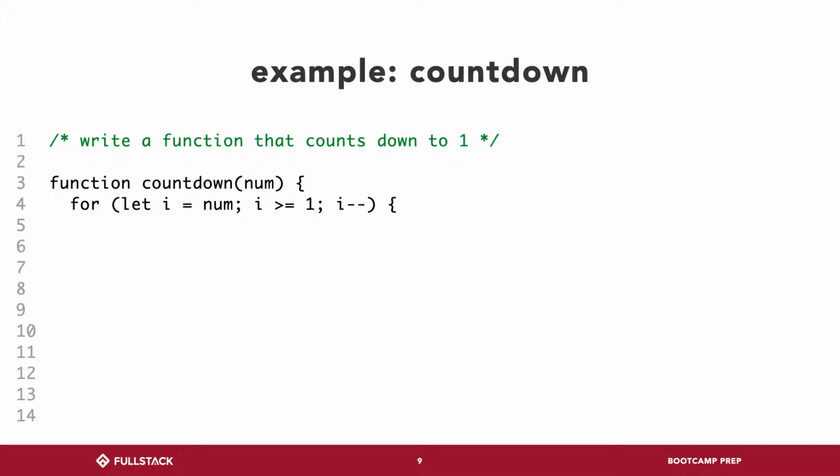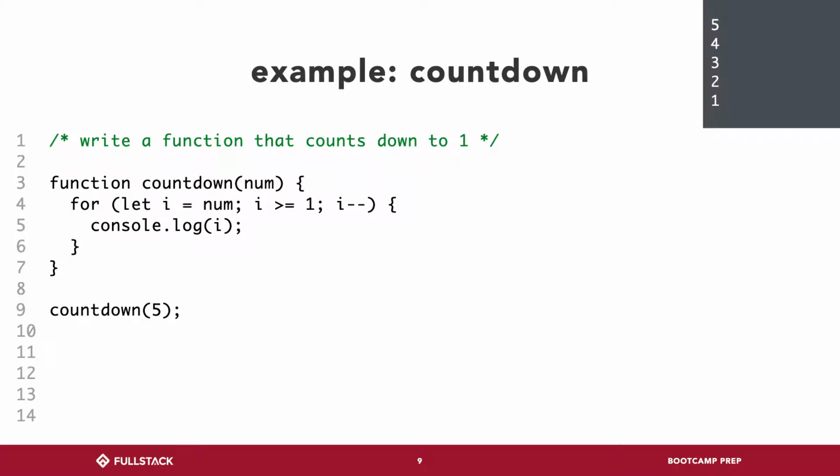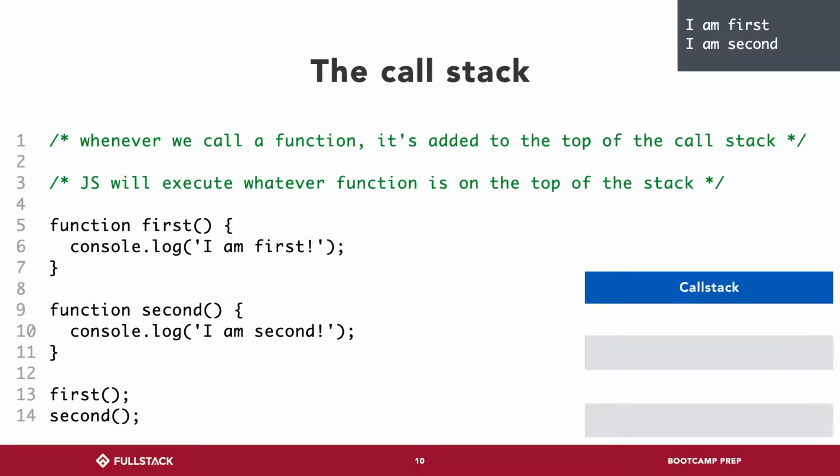So now we'll do an example, the countdown example. Write a function that counts down to 1. Easy, right? You just write a function that takes in a number. For let i equal to that number, you iterate through it and subtract from i every time, and you just console log i. So 5, 4, 3, 2, 1 is what goes in the console. This is a simple function. It does a simple thing.